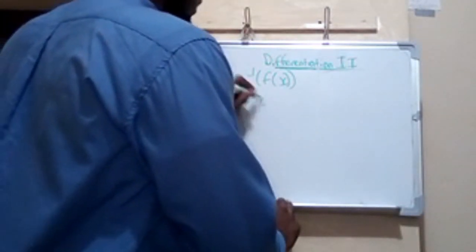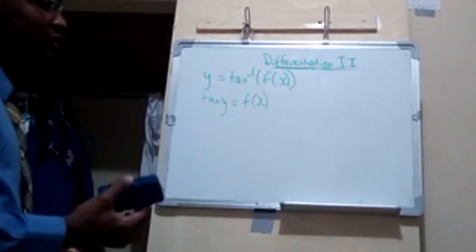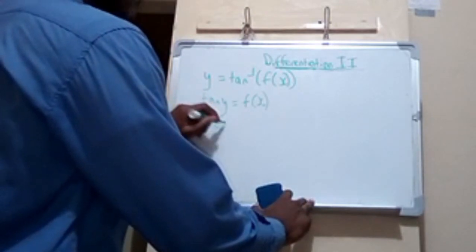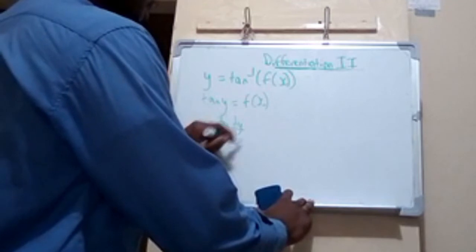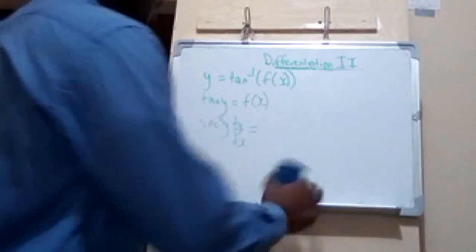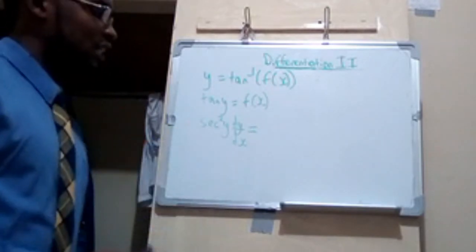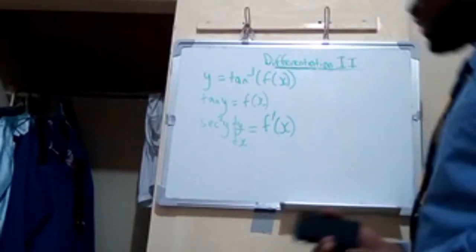to f of x. Now if tan y is equal to f of x, then when we differentiate tan, we get sec square y. Then anytime you differentiate y, you just write dy by dx. And that's then equal to, when we differentiate f of x, we get f prime of x.